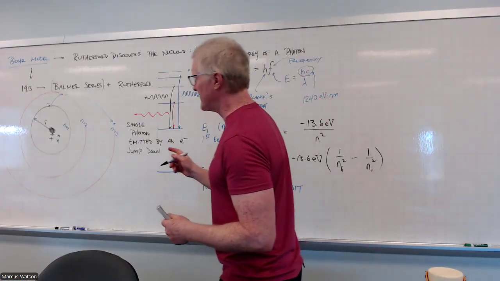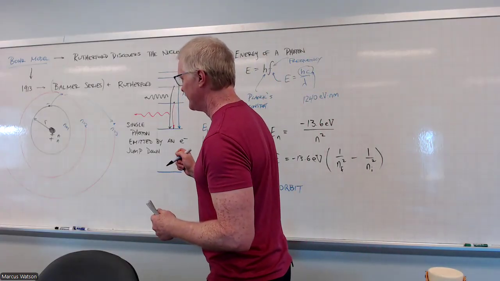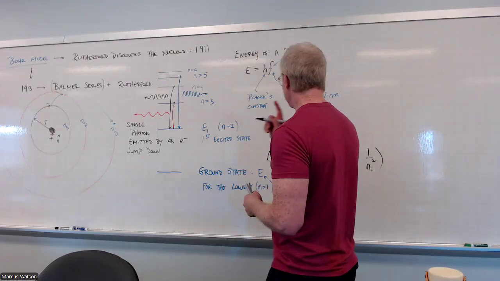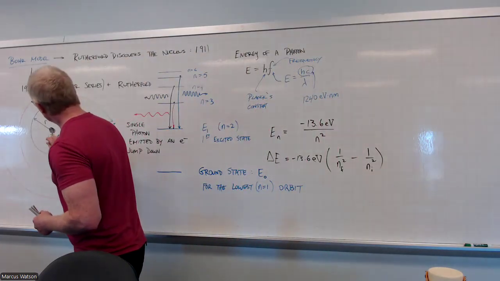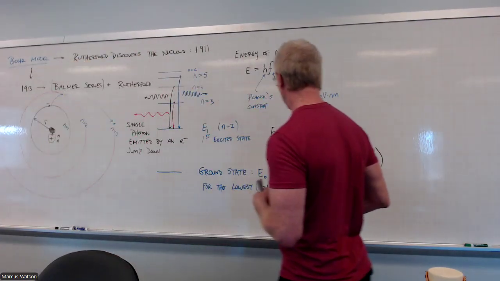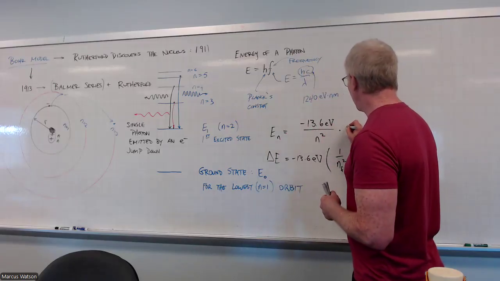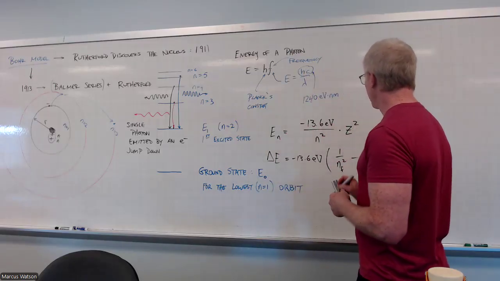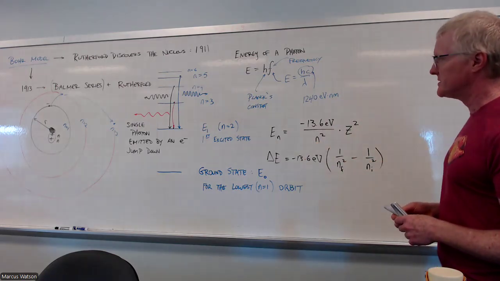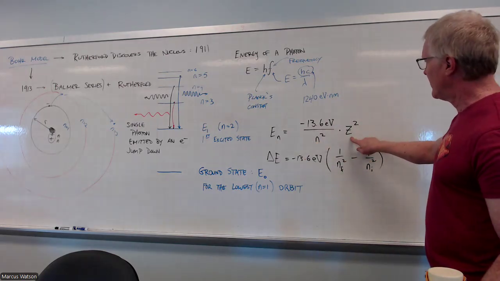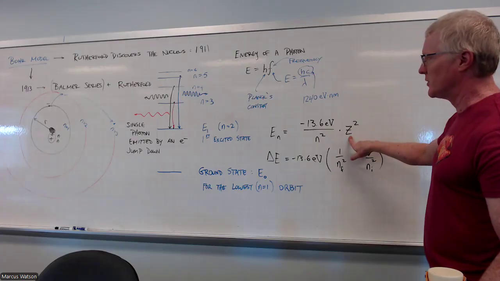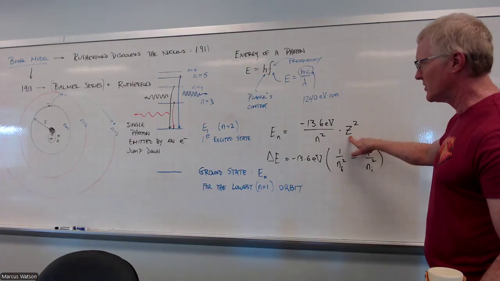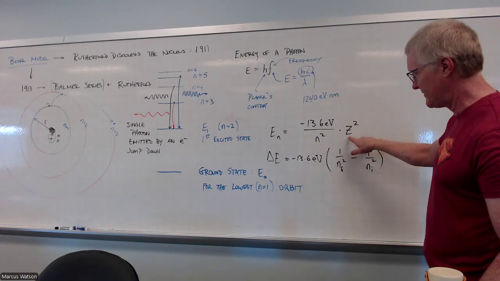Z being the number of protons. So for helium it would be 2. If I multiply the energy by Z squared, then I get the right energies. So this is the modification for heavier atoms, heavier elements.